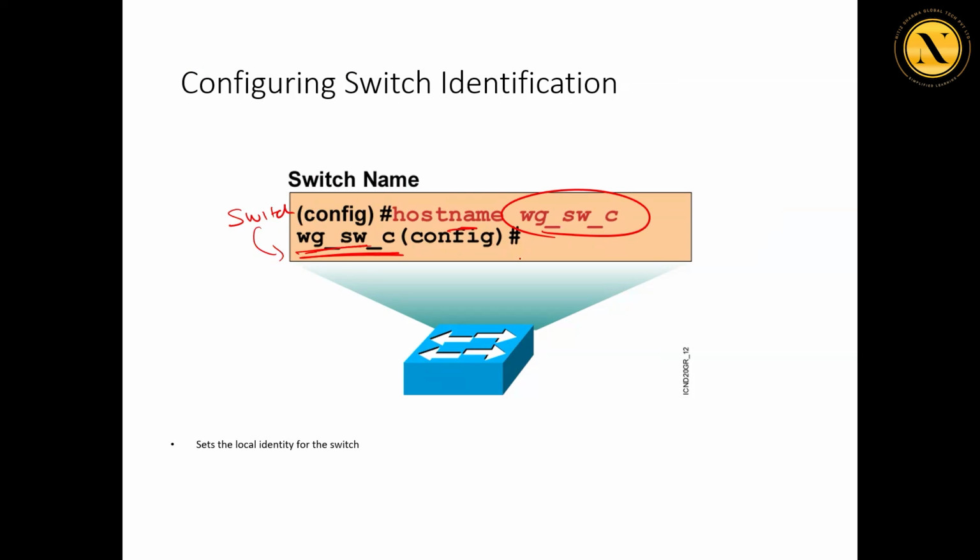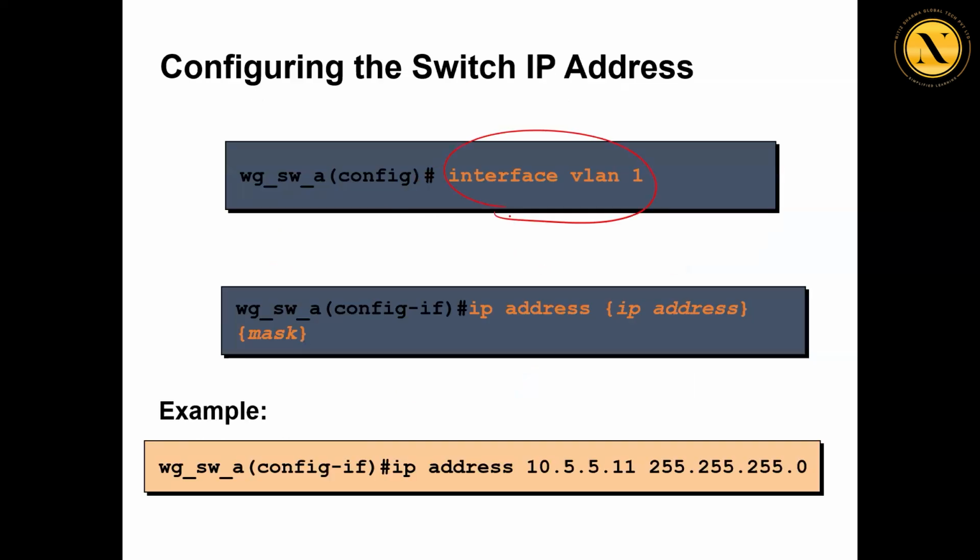Right? Okay. And how do you give an IP address to a layer 2 switch? There may be n number of ports, but only one IP address, right? To the interface VLAN 1. This is the management VLAN, right? By default, it's given to VLAN 1. And then you can give whatever IP address you want.